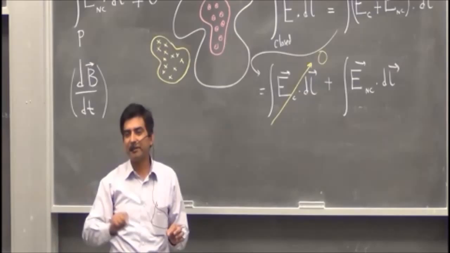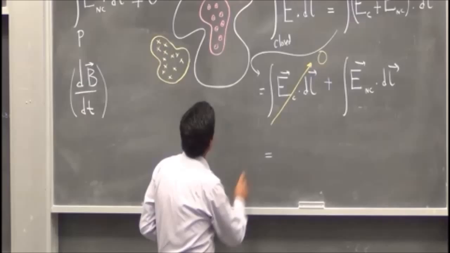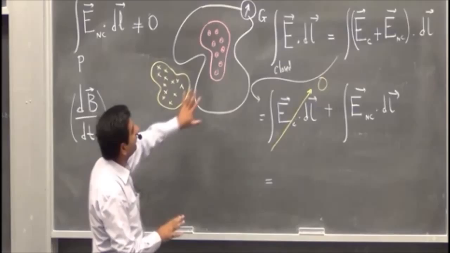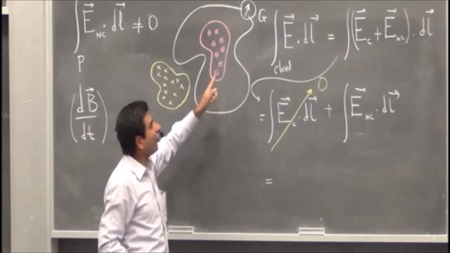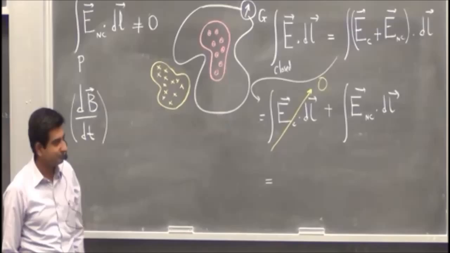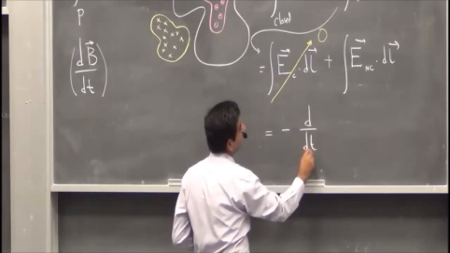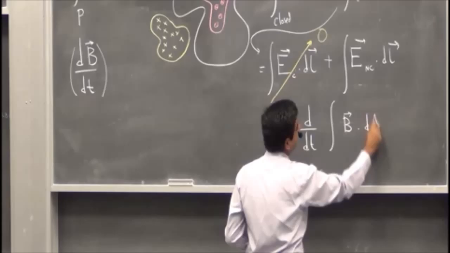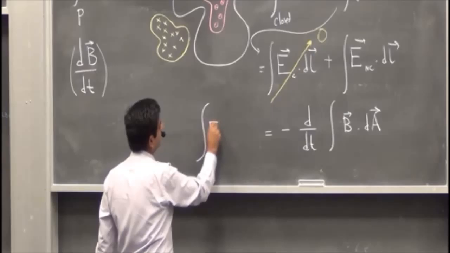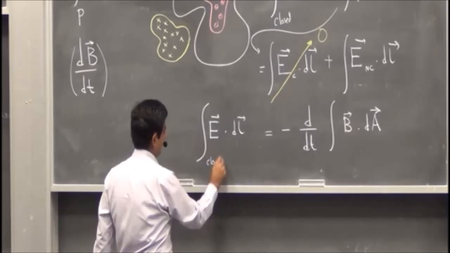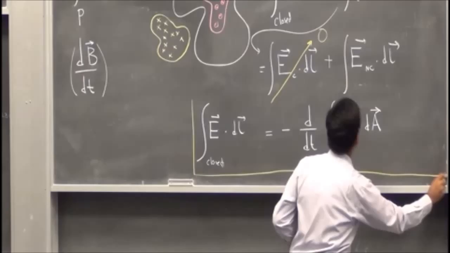Okay. Now this quantity ENC dotted with DL, that is the line integral of the electric field over a closed path, must be given by the rate of change of magnetic flux through the area on whose boundary lies the closed path. Let me first write down this statement, then I'll explain what this means. So ENC dot DL, which must equal E dot DL, is minus the time derivative of B dotted with DA. So this is E dotted with DL over a closed path.